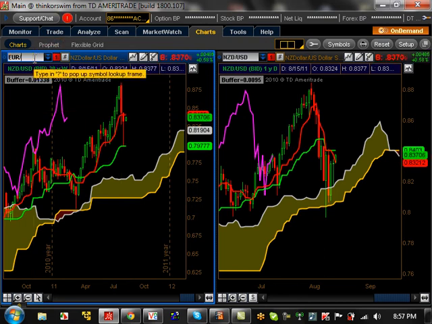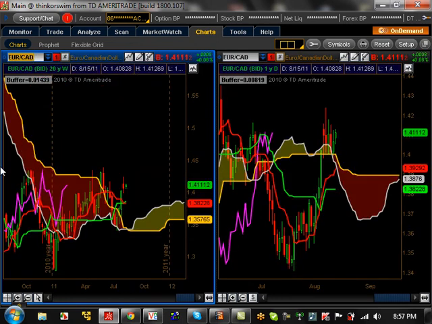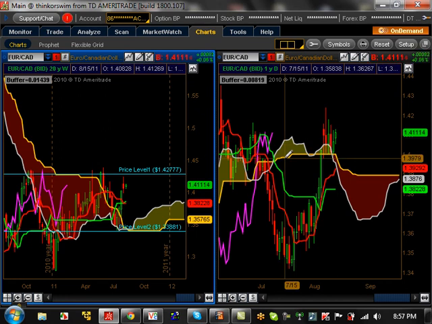Let's see, I think we've covered a majority of them. Let's go look at EURCAD. If you look at EURCAD, it's just consolidating here on the weekly time frame, and just making a note here, the resistance level is 42.77, and the support level is going to be 33.88 as far as the weekly is concerned.